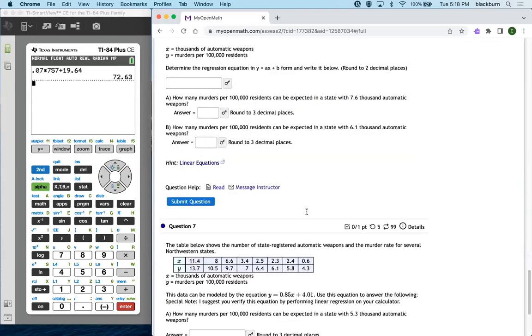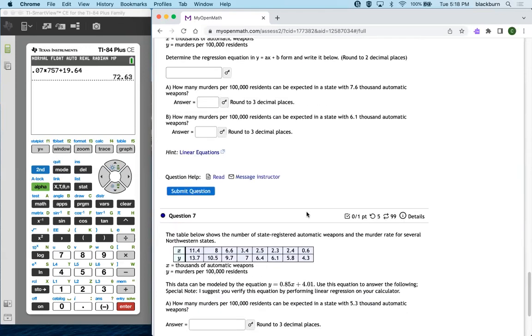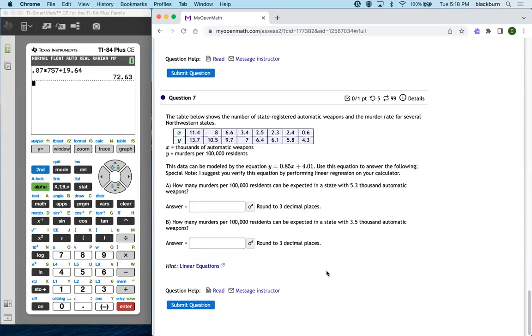Okay, let's do the last one. And the last one, basically, you're just using the equation to predict. It says the table below shows the number of state registered automatic weapons and the murder rate for several Northwestern states. I didn't know there was that many states in the Northwest, 8 states, but there you go. So we have that many thousands of automatic weapons, and then we got number of murders per 100,000 residents. So this data can be modeled by the equation y equals 0.85x plus 4.01. Use this equation to answer the following.